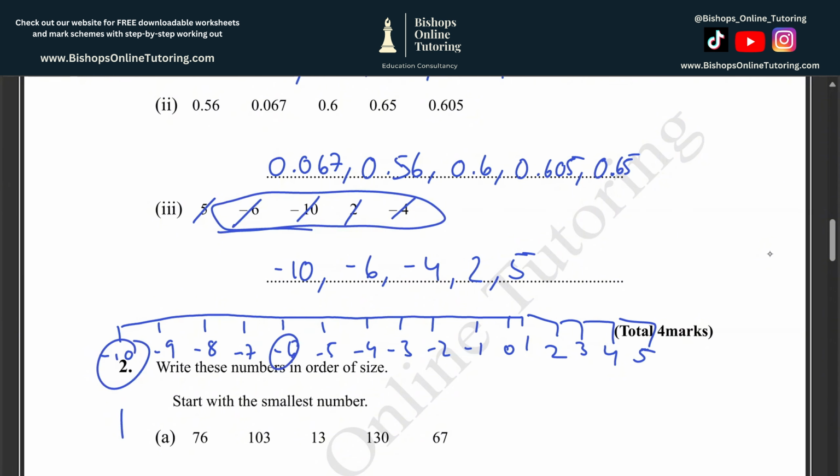Minus 6 is over here, so let's put a number 2 on that. Minus 4 is over here, so let's put number 3 on that. 2 is over here, so that's number 4, and 5 is over here, so let's put a number 5 next to that. And then we can literally just write number 1 in the first place, number 2 in the second place, and so on and so forth.